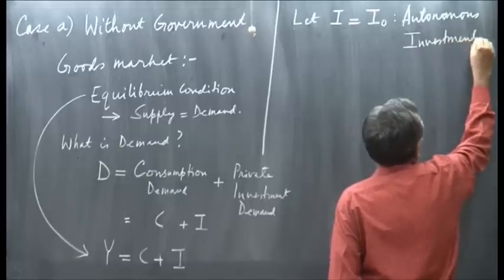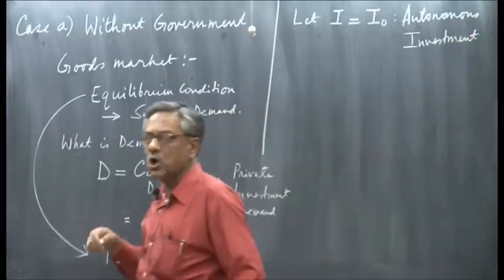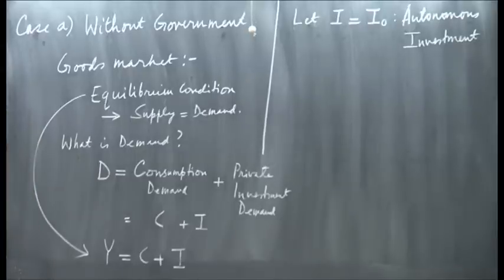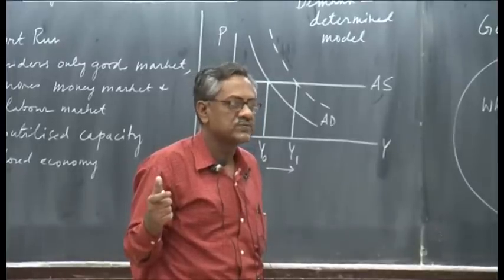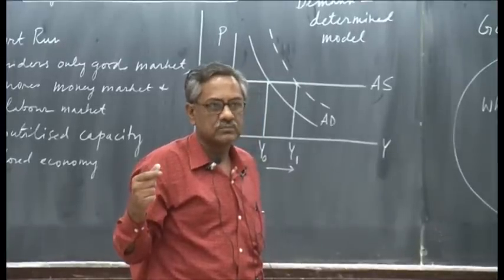Autonomous means independent. It is not affected by a variable from the macro model that we are constructing. X depends upon Y, Y depends upon X. These are endogenous variables, so one affects the other. But suppose there is a variable Z, which is not a function of X, Y, or any other variable. It is an autonomous variable, which we often call an exogenous variable, outside the system.